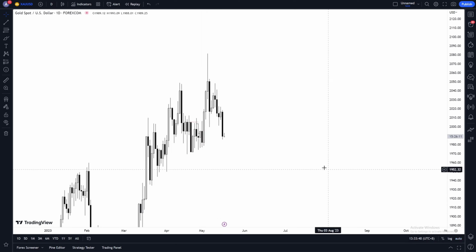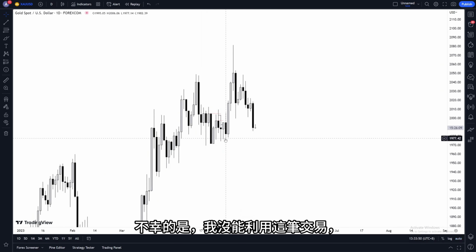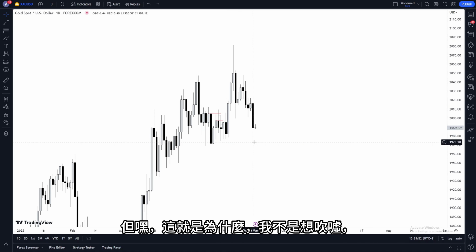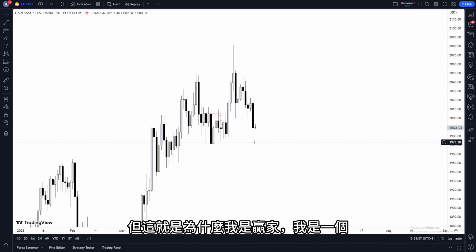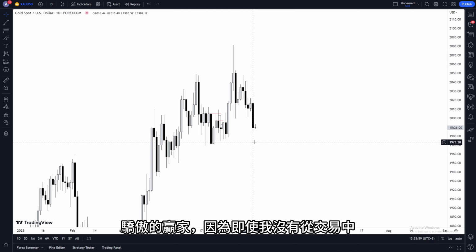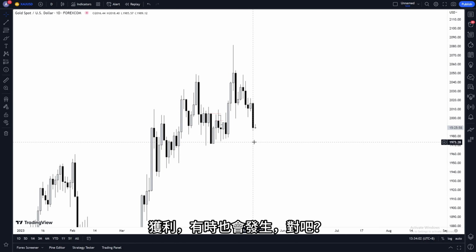This is the part where I really love it. This is where it gets really interesting. Unfortunately, I was not able to capitalize on this trade. But hey, I'm not trying to boast, but this is why I'm a winner. And I'm a proud winner, because even though I don't capitalize off of trades, sometimes it happens, right?